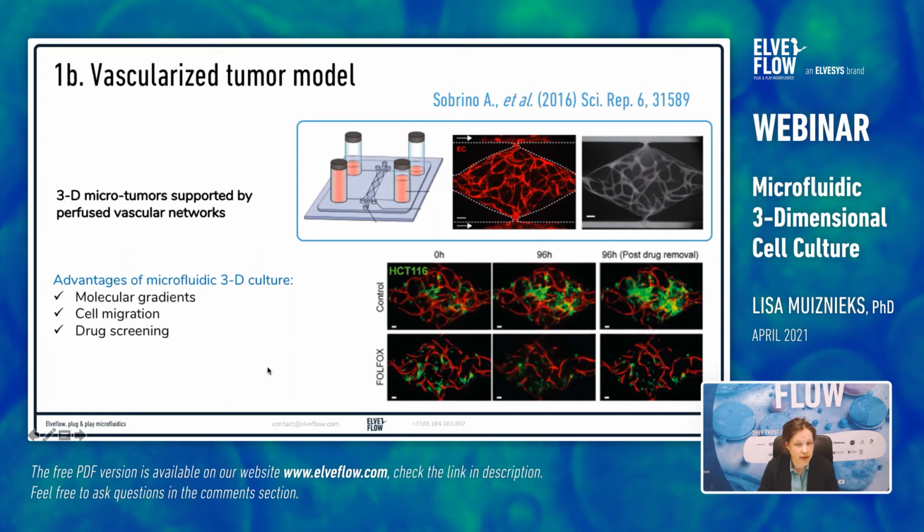Microfluidic 3D culture was key to generating this model of microtumor and vessel formation due to the ability to apply molecular gradients to promote cell migration and organization, while the tumor spheroids provided a more physiologically relevant volume for drug studies.